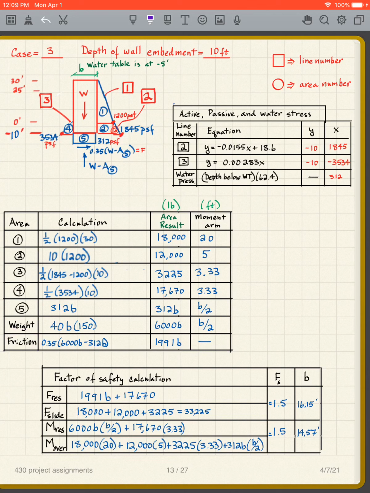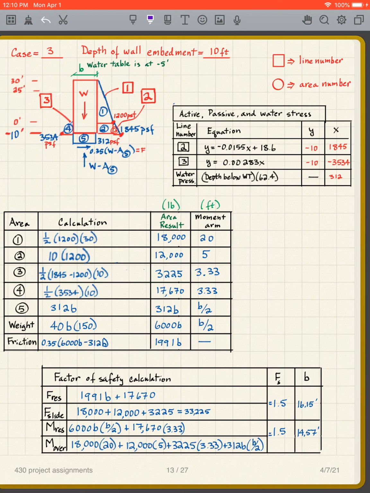Okay. So now we have all of this filled out. We have our areas, we have our moment arms. So now we can do our factor of safety calculation. The resisting force for sliding: we're evaluating sliding, which means we don't need the moment arms. What resists the sliding? It's this passive zone and the friction. So I simply add those two together.